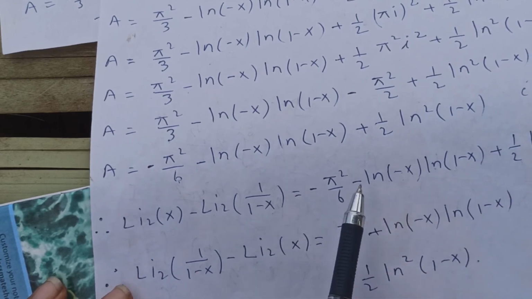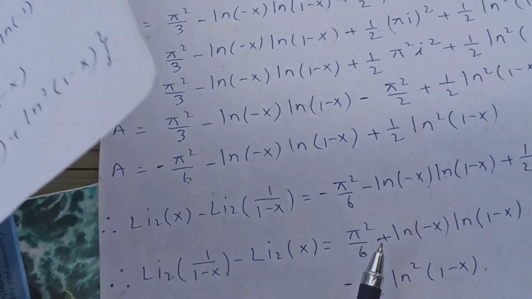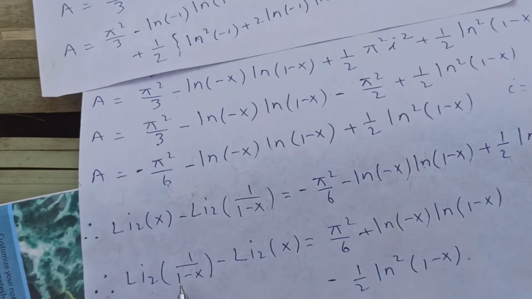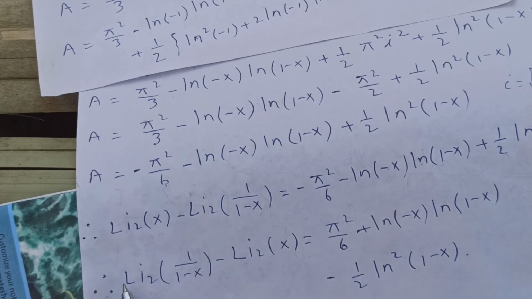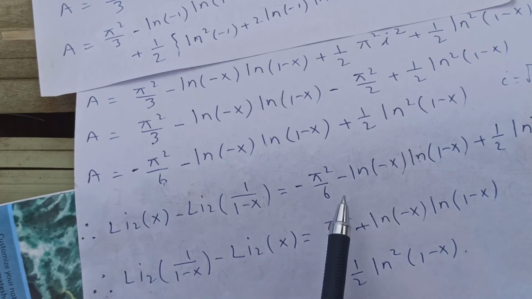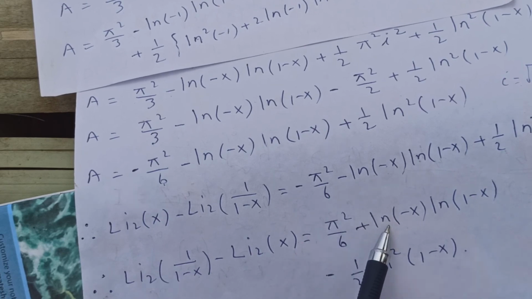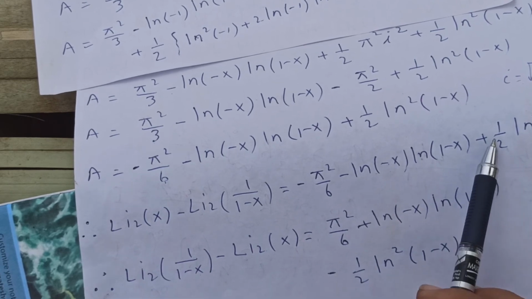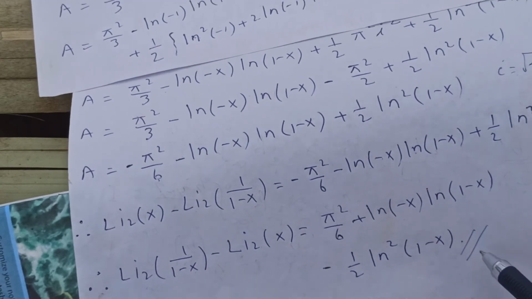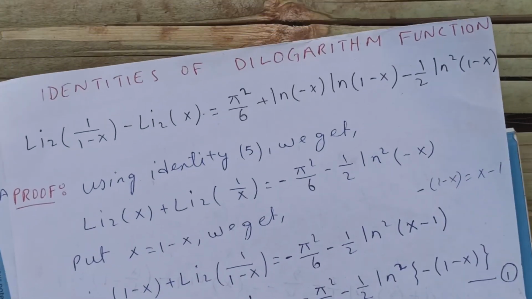Now multiply both sides by negative. Why do we multiply by negative? To get our result. So you multiply by negative: negative becomes positive, Li₂(1/(1−x)), plus becomes negative, −Li₂(x), and so we get π²/6 + ln(−x)·ln(1−x) − ½ ln²(1−x). So this is the whole proof for this identity.